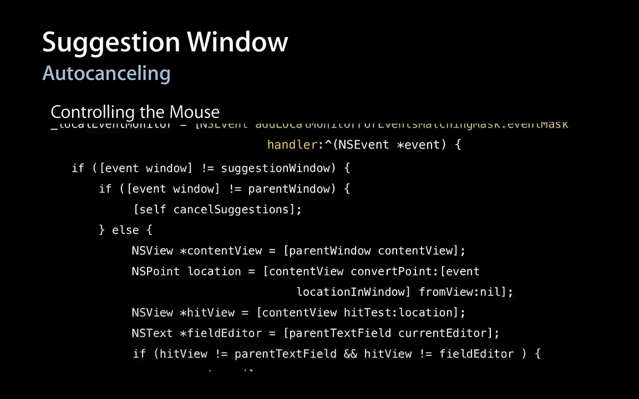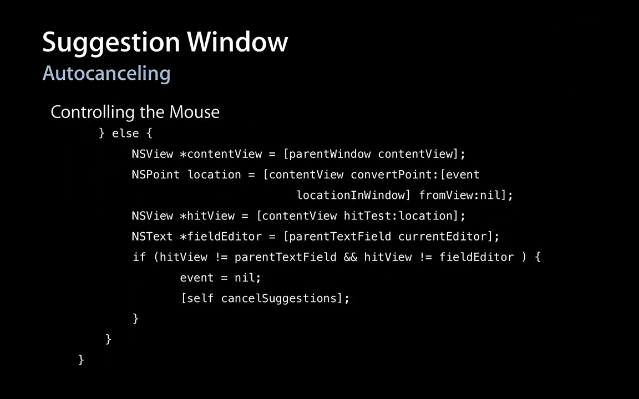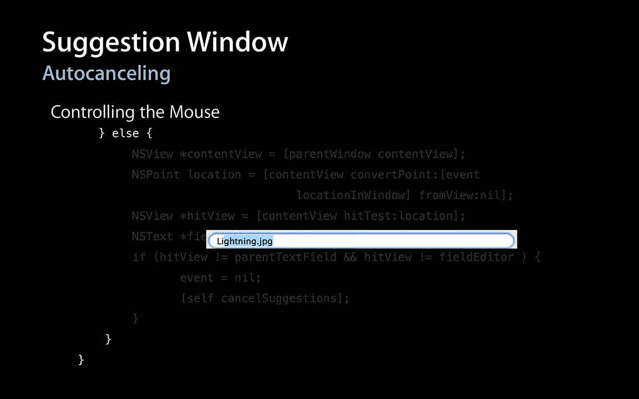If it is on the parent window, then we have a little bit more work to do. You've got a whole bunch of code here, and the whole point of this code is basically to find out, did the user click here? If the user clicked in the text field, we want to allow that click to go through and be processed normally so the user can move the selection, change the selection, or just move the caret.